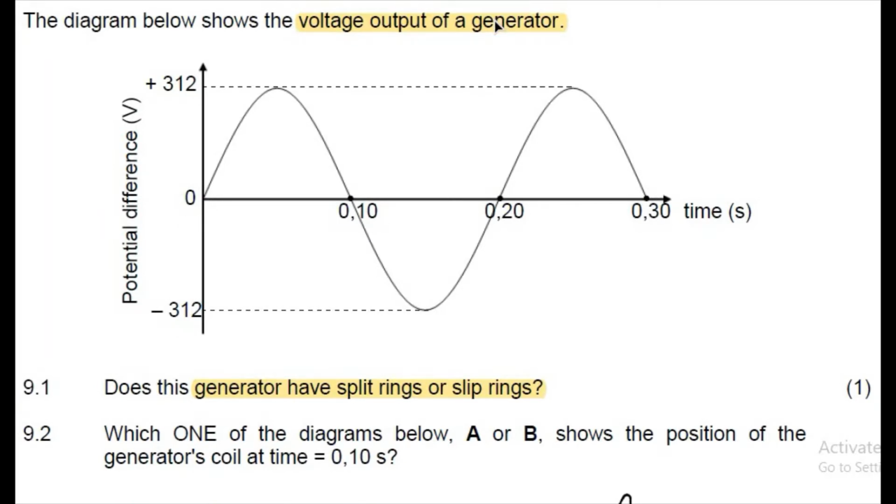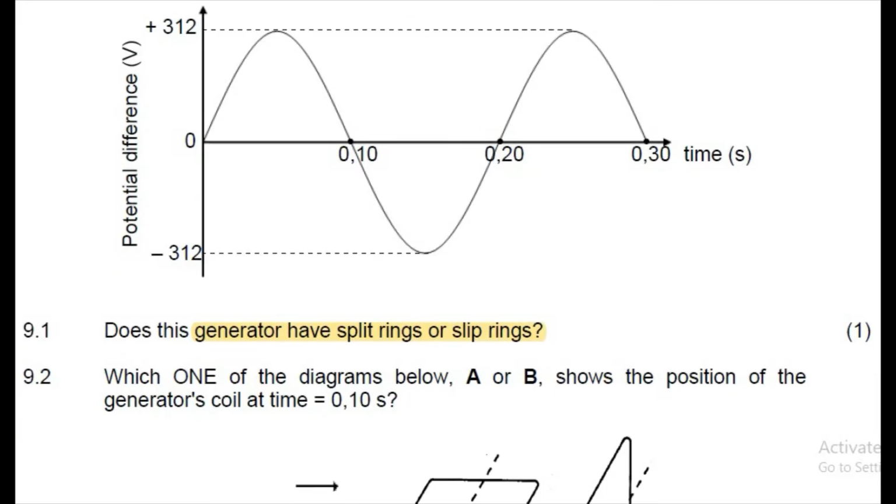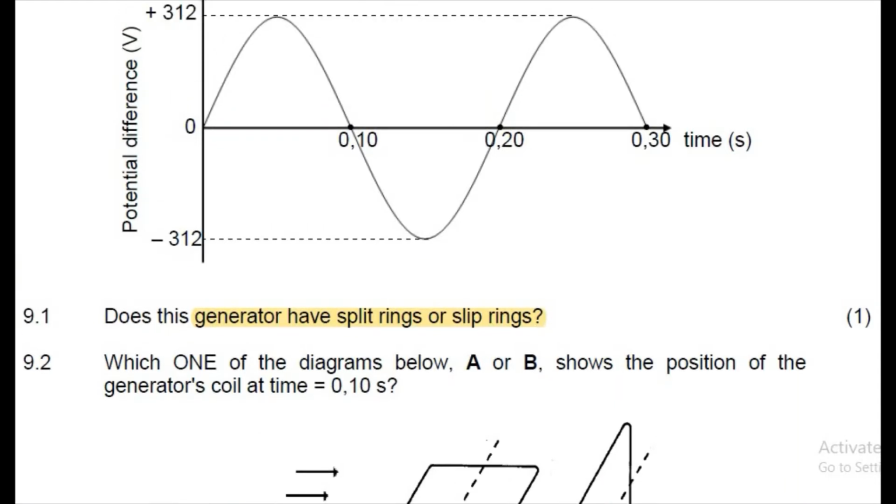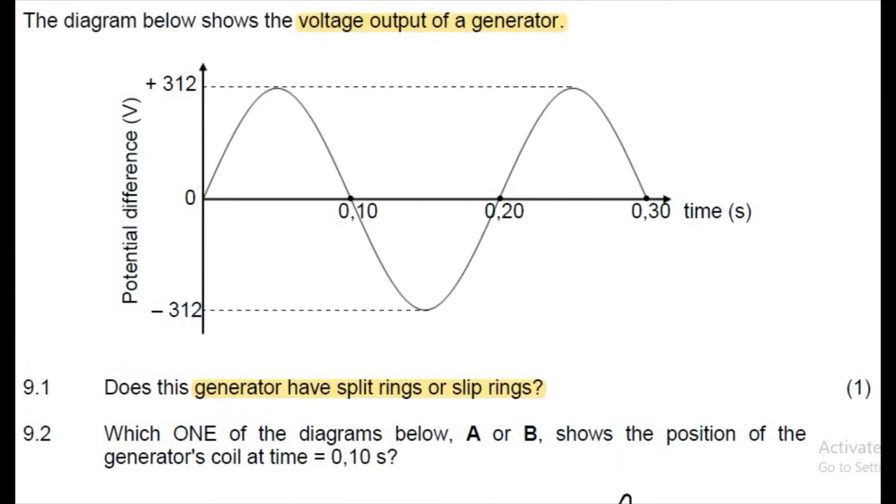We've already spoken extensively about the difference between an AC generator as well as a DC generator. Now looking at our graph, we see that the potential difference after every 10 seconds changes its direction. So this is a sinusoidal graph. It's telling us that this is actually an AC generator, as we have already demonstrated in the previous lessons how you can see the difference between an AC generator as well as a DC generator.